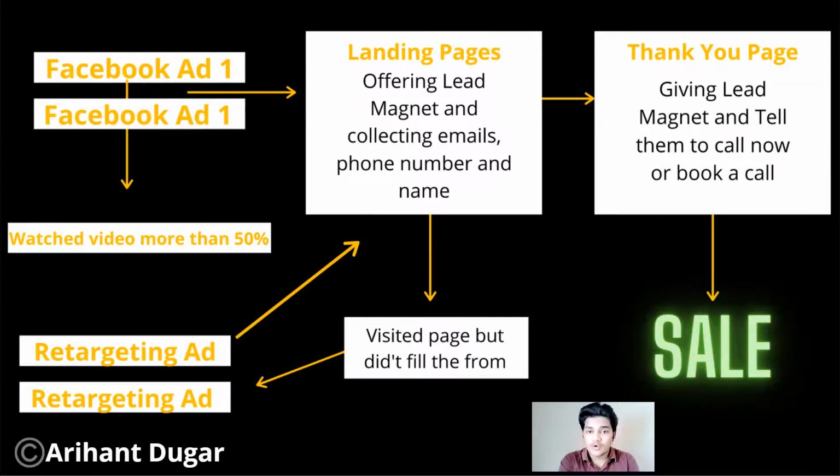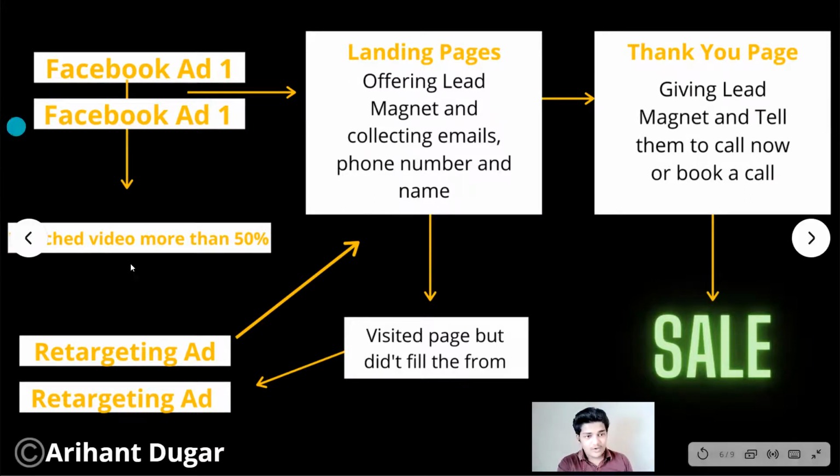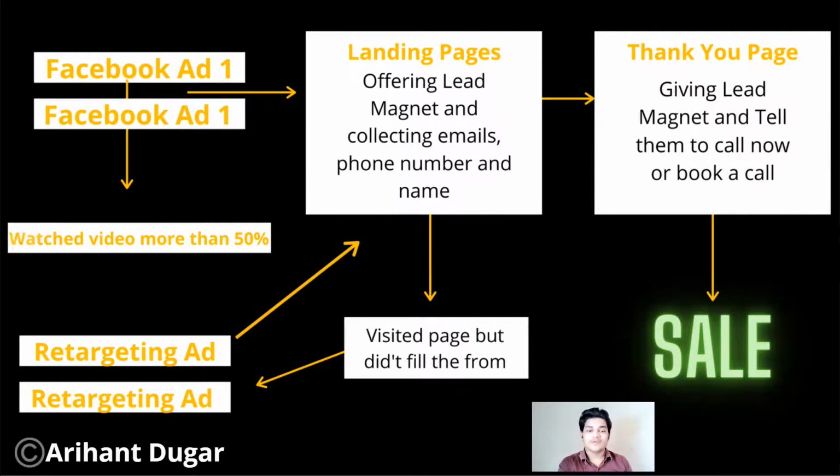They already know about you, but for some reason they might be busy and were not able to take the action. So you tell Facebook to give you the data of the people who watched your ad more than 50% in the last 7 days, 14 days, or 20 days, whatever. And you can retarget those people to this page once again, those who didn't fill your form or become your lead.